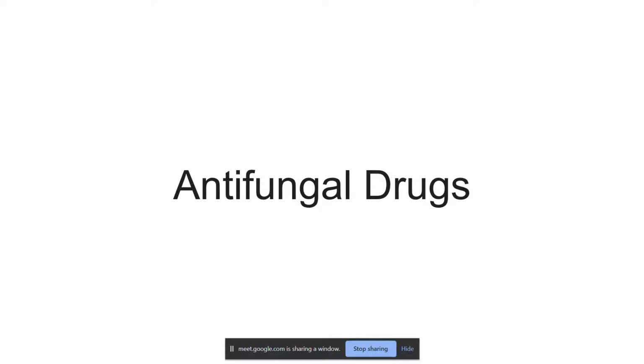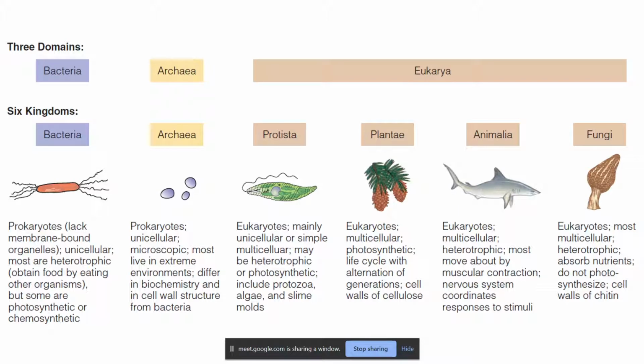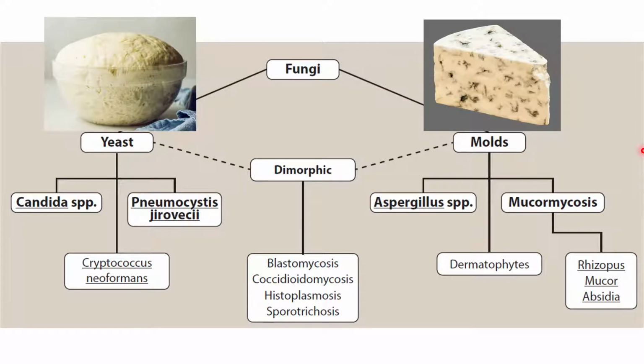Antifungal drugs are used for the treatment of fungal diseases, and fungi are members of the Eukarya domain, so it is the kingdom Fungi. They are eukaryotic organisms, and fungi are divided into two types: one is the yeast and the second is the mold.